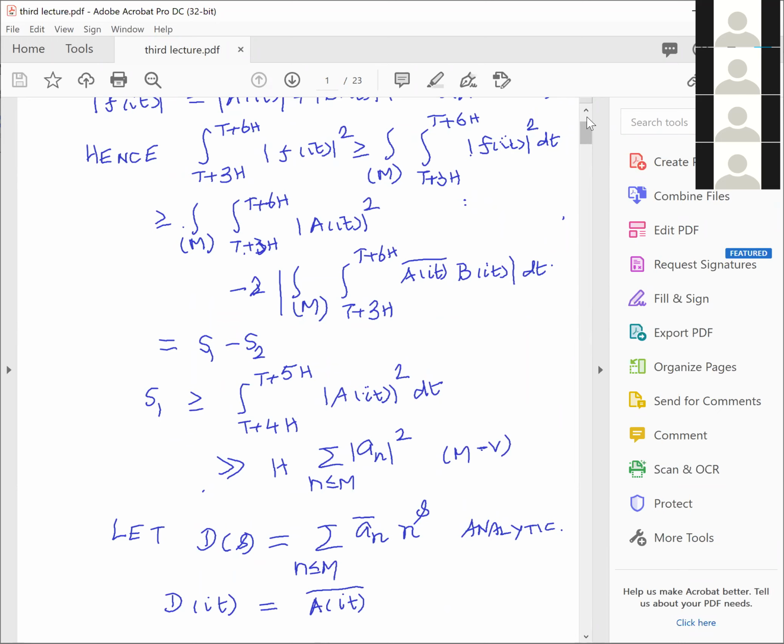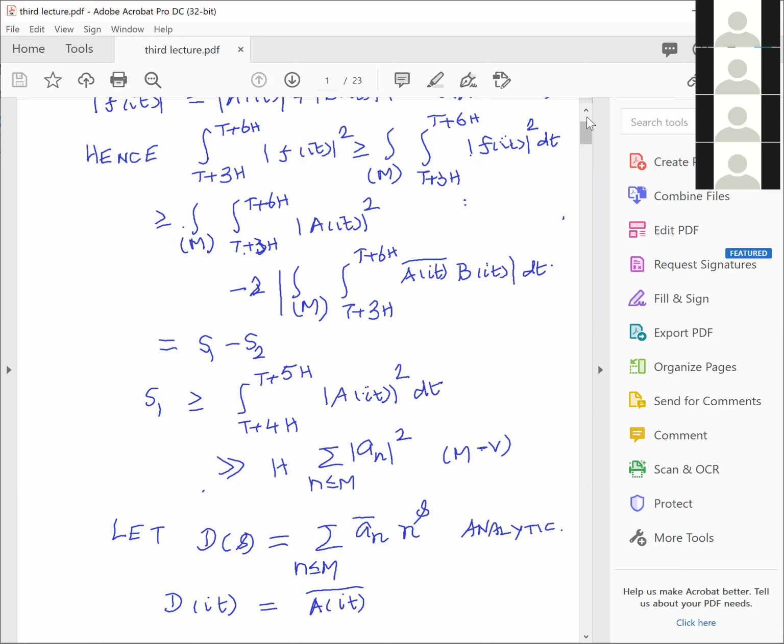Let's recall it. It says that the integral from t plus 4h to t plus 5h of the modulus squared of the summation a n by n power sigma plus it dt is equal to the summation of h plus O of little n, which is very important, times mod a n square divided by n power 2 sigma. That is the Montgomery Wong theorem. In this particular case, little n is less than m, and m, as you can remember, was chosen to be h power 1 minus epsilon, and consequently the O of little n will disappear, and then you get h times the summation of mod a n square. That's perfectly okay.